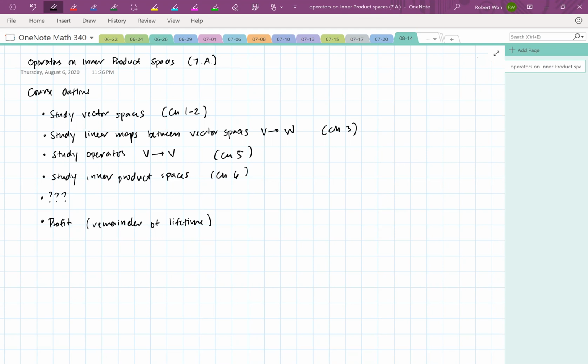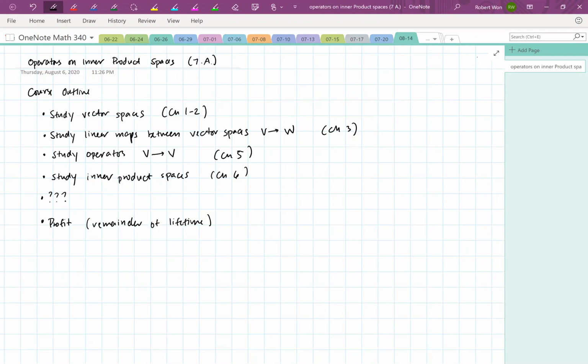Okay, so let me just remind you of what we've done in this course. At the start of the course, we studied vector spaces, subspaces, axioms, all kinds of stuff. That was in chapters 1 to 2. After that, we studied maps between vector spaces. We sort of broke that up into 2 parts: just in general, maps between any 2 vector spaces, and then we studied operators from a vector space to itself. So that was in chapters 3 and 5.